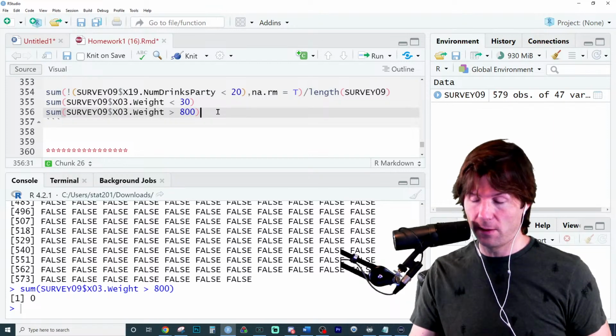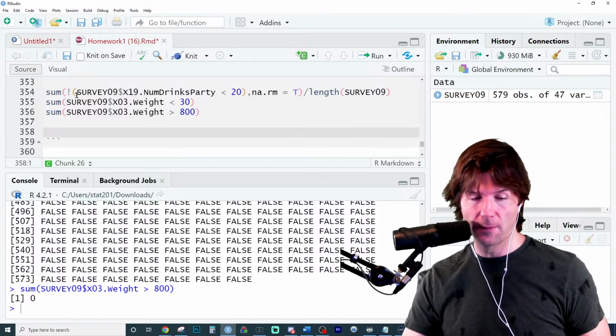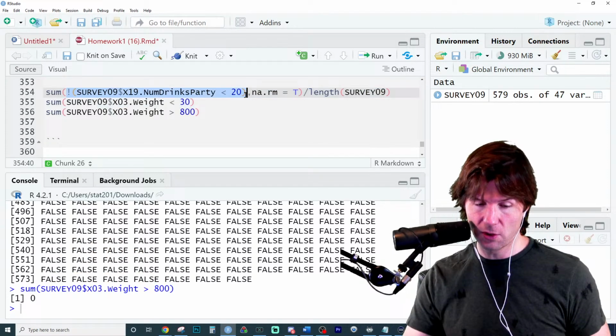So what we want to do now is join together the logical conditions. We want to join them together. 100 points for everyone being here. We want to take this one right here, that somebody does not drink less than 20 drinks.